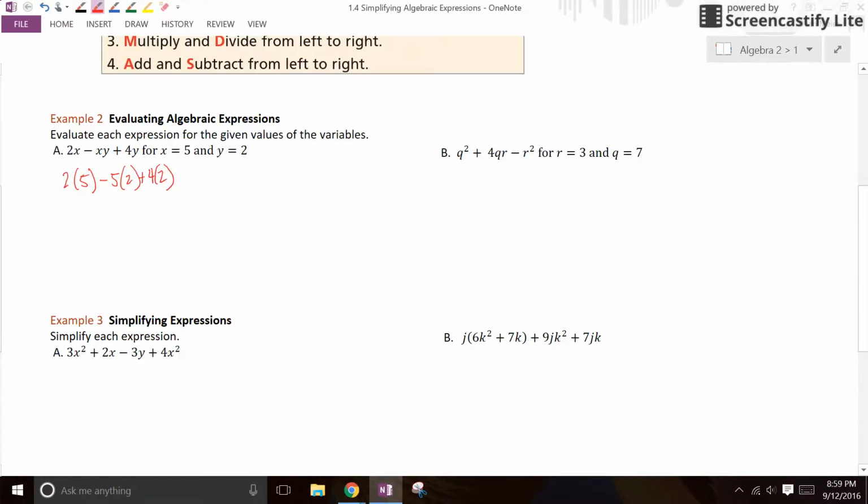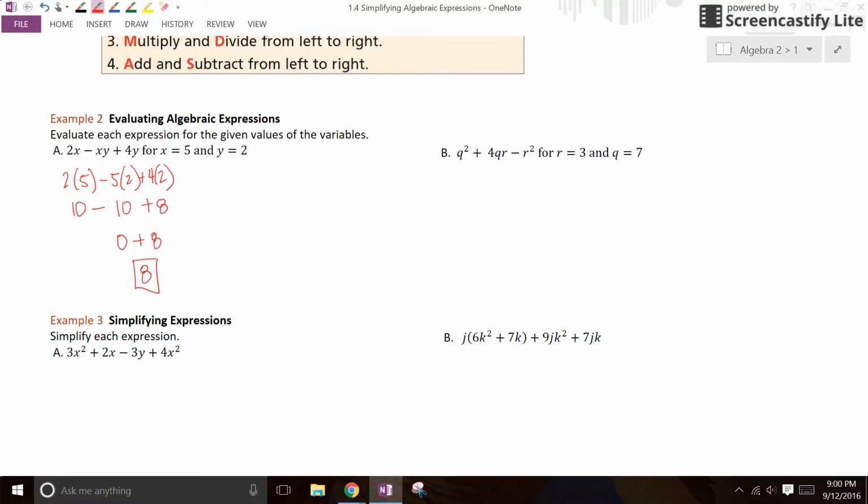Now look at this. You follow your order. You do parentheses first, nothing to do inside the parentheses. Then you go to exponents, no exponents. Then you do multiplication, which would be 10, then minus, here I see another 10, then plus 8. Now I can do the subtraction and addition from left to right. So 10 minus 10 is 0, plus 8. I end up getting 8. I jump up and down. There's my answer.